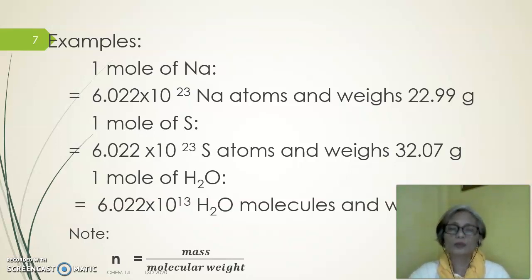A mole of water would contain the same number of particles. So Avogadro's number 6.022 times 10 to the 23rd. So it should be 23, so we need to correct this. So 6.022 times 10 to the 23rd water molecules, because water is a molecule and weighs 18.02 grams. So relatively, a water molecule is much, much smaller than a sulfur atom. Now note that we have this relationship: the number of moles is the ratio between the mass and the molecular weight of a particular substance.